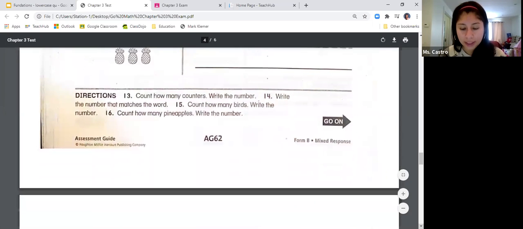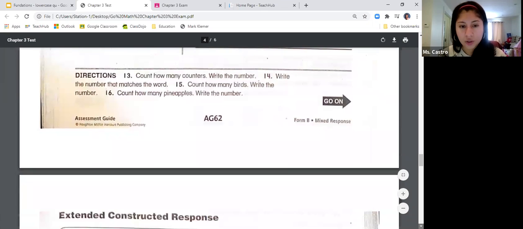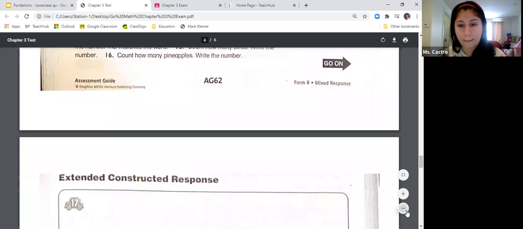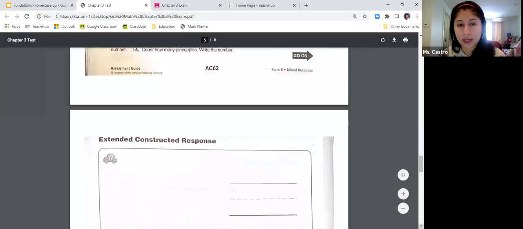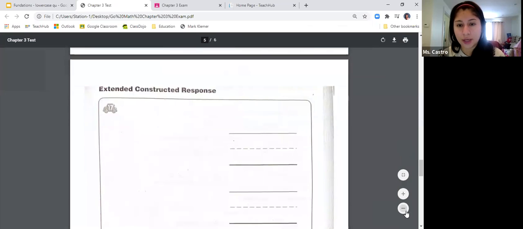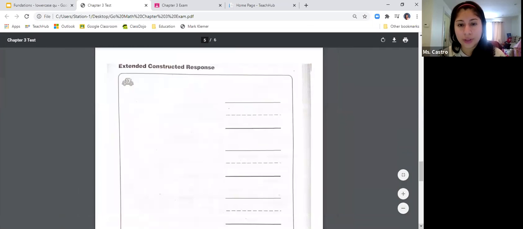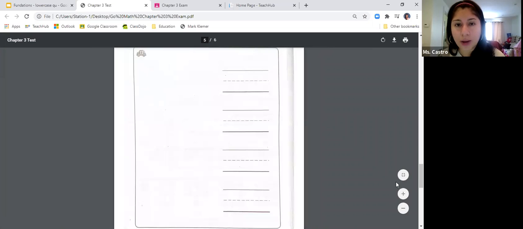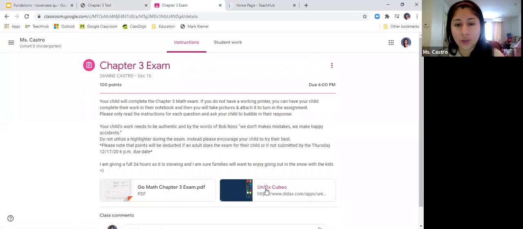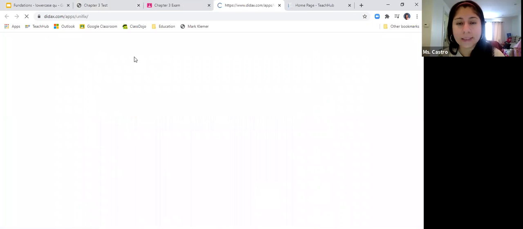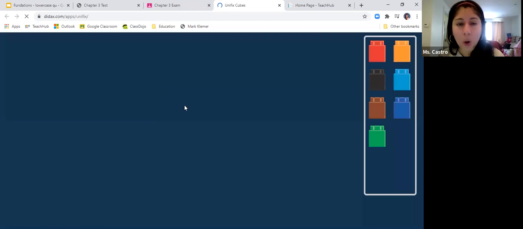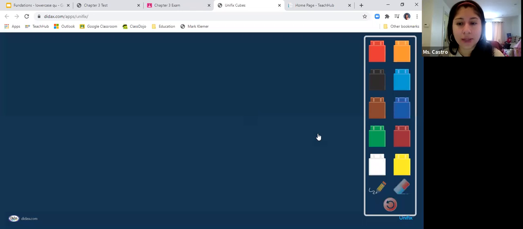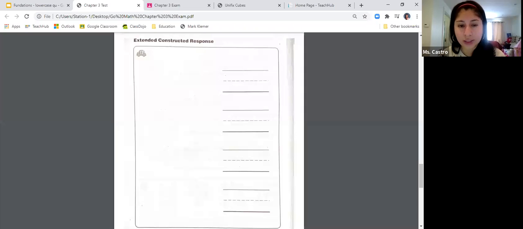Now, number 17 is the big question. So I'm gonna actually zoom out and I'm gonna show you exactly what you have to do here on this page. Now, for this problem, boys and girls and families, on the Google Classroom, I actually added the link to the Unifix cubes, because in case you don't have cubes at home, you're more than welcome to use this website to drag any color cube you want to use to answer this question.